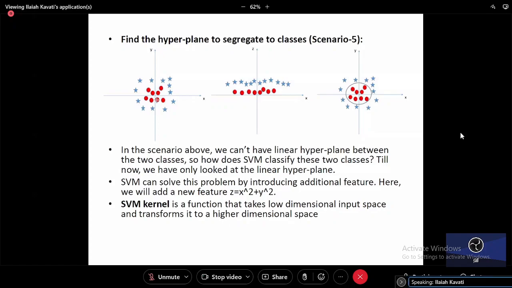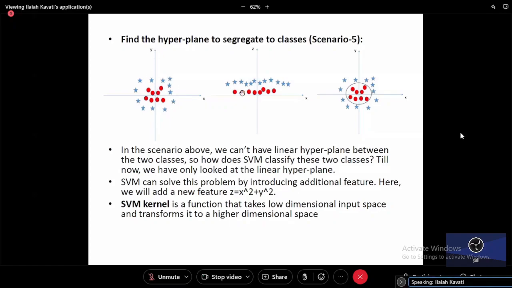Is it possible? For the second case, it is possible, but the first case is projected into a high dimensional space so that the diagram is looking like this. In the first case, there are only two axes, X and Y.